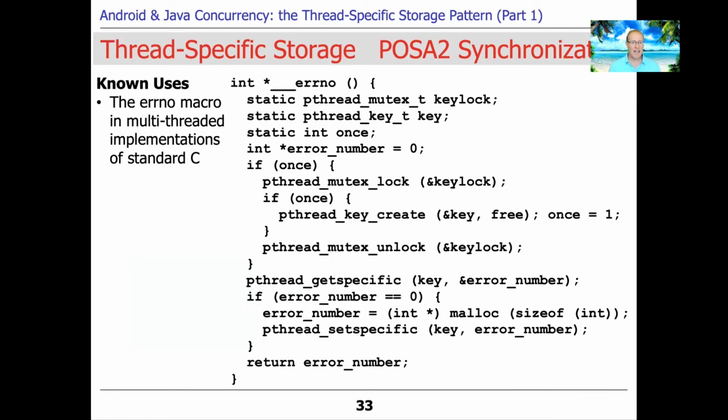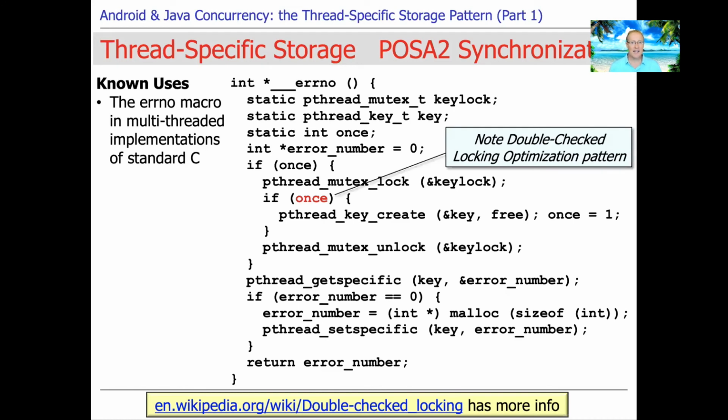This is actually the implementation of errno you might find on a classic version of Linux or a classic version of Unix or Solaris and so on. And it actually uses another pattern that we've talked about before called the double-checked locking optimization pattern. And in fact, that's actually where I first stumbled upon the concept of double-checked locking when I was writing the paper back in the day, was how it's implemented internally to implement the errno macro in modern versions of C that require multi-threaded access.